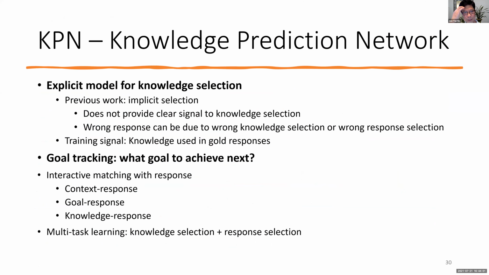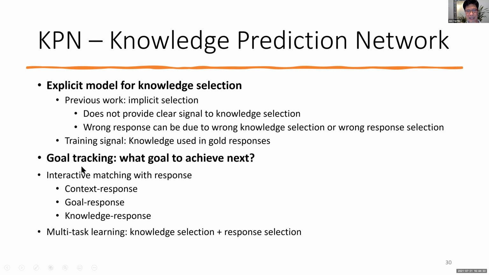So what we want to use here in this work is, again, some explicit model for knowledge selection. As I said in the previous work, knowledge selection is only one component in the whole system. So we don't have any way to explicitly train this module by using supervision signals. So here we want to create some training signal to train this module explicitly. And also we have to deal with the goal tracking problem.